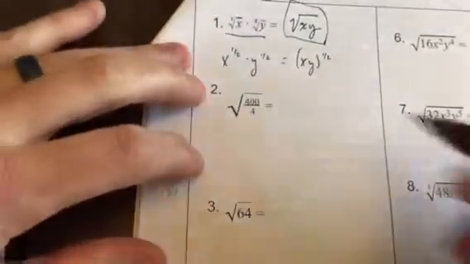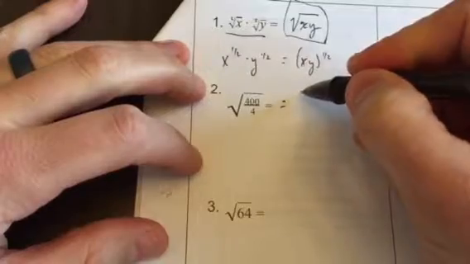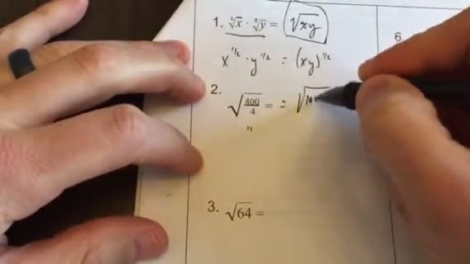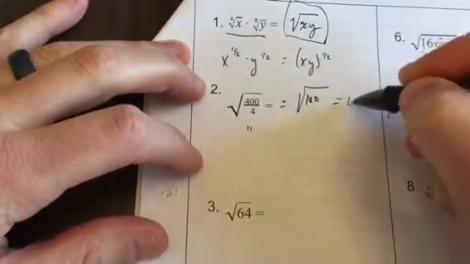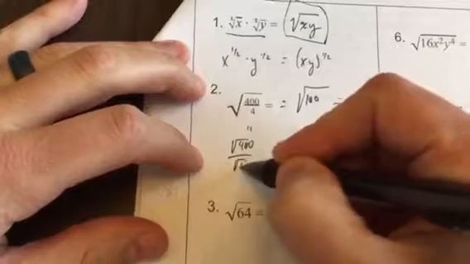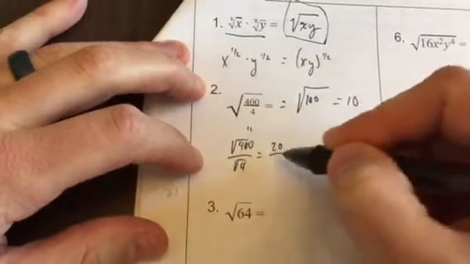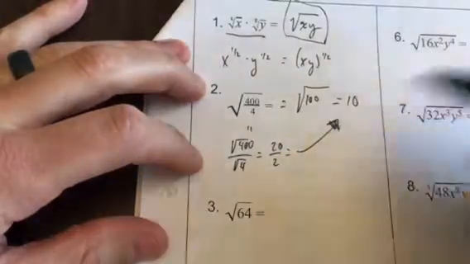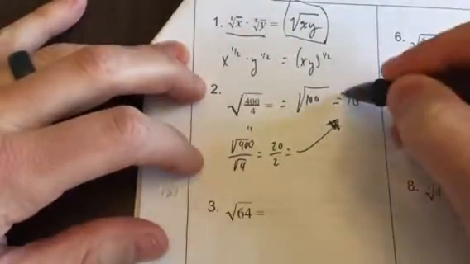Okay? The second one, we're able to do one of two things. We can either simplify it inside and then get 10, or we can split it up, and this is probably the more useful property, do them separately, and they should both turn out to be the same. 20 divided by 2, yep, that's 10.